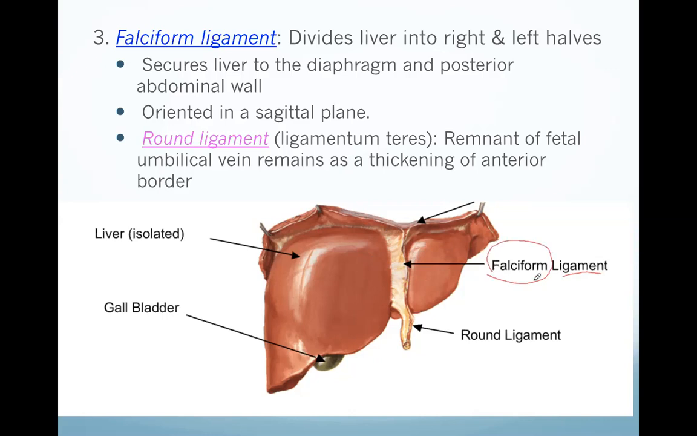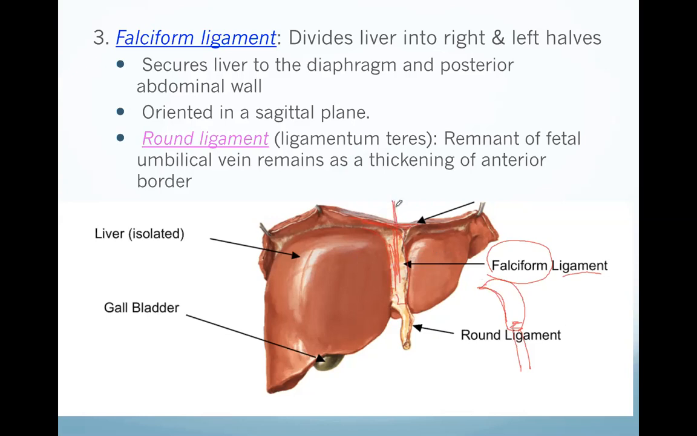Falciform, or falcis, means sickle. So it kind of looks like a sickle that you would use in the field to cut wheat or something like that. So imagine a nice sickle here, that's the falcis. And that's kind of the shape of this. It kind of has this sickle shape to it. The falciform ligament runs perpendicular to the diaphragm and literally cuts the liver into a very large right liver lobe and a small left liver lobe.